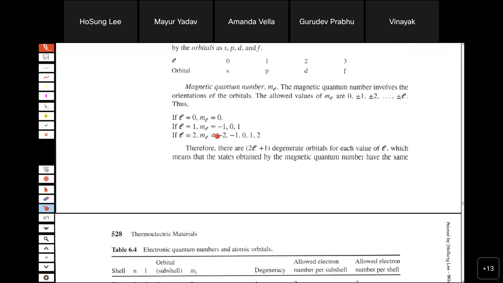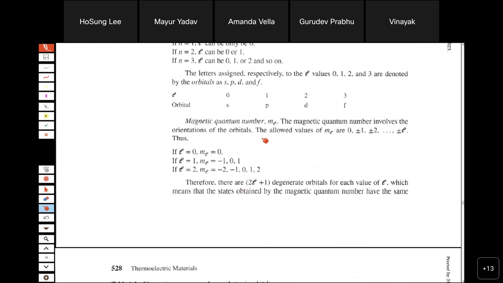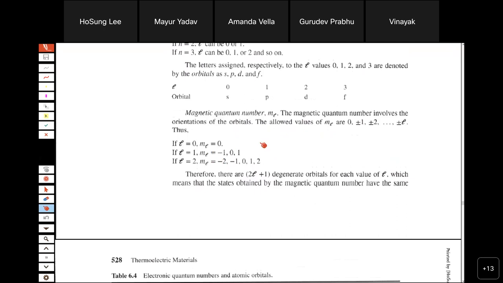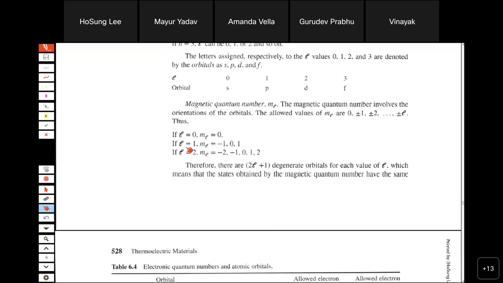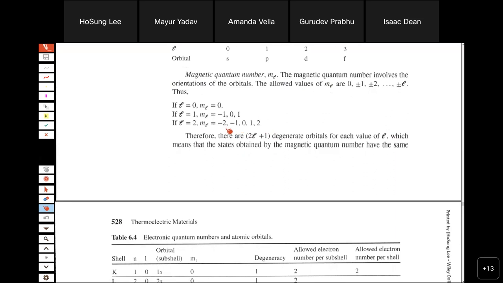For each quantum number, each subshell can have as many states as according to the rules. If the second quantum number is one, then there could be up to three states. Okay, don't ask me, I don't know why. For the next one, there are five possible states, zero or something like that.